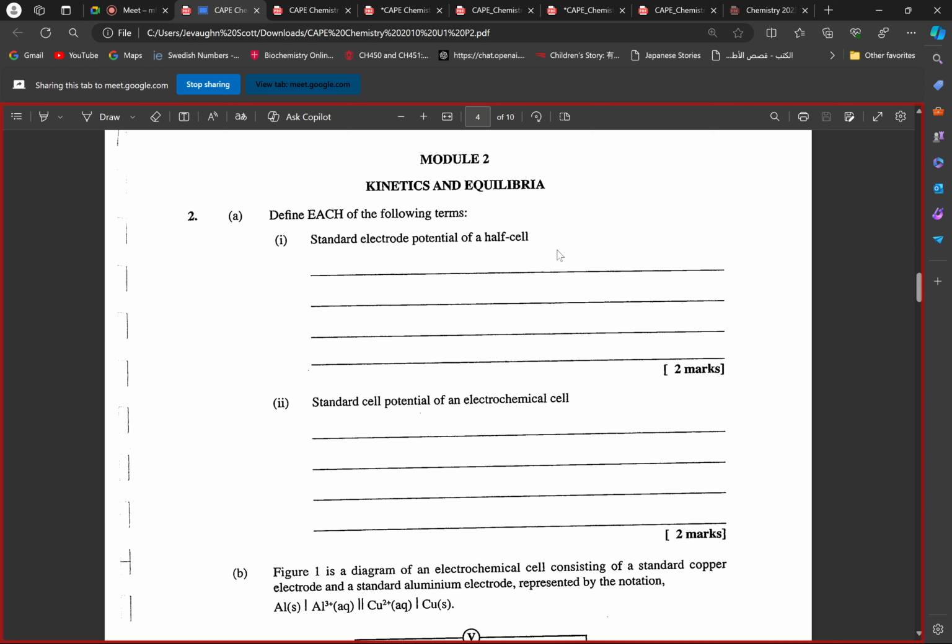Oh, what I'm seeing in the chat, that's possible. Because you know it's your Leclanche cell, your lead acid accumulator, and your fuel cell. Those are three examples that are given in the syllabus for this topic. Your Leclanche cell is a regular primary battery. Your lead acid accumulator is a secondary battery, and your fuel cell is a fuel cell. It's not a battery.